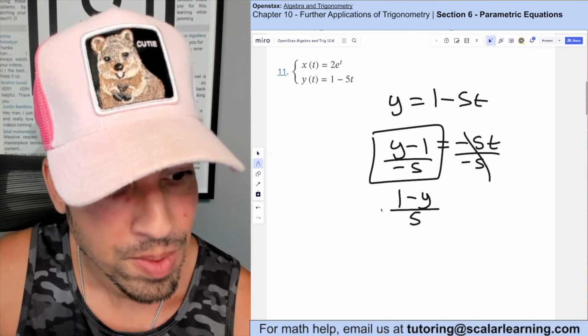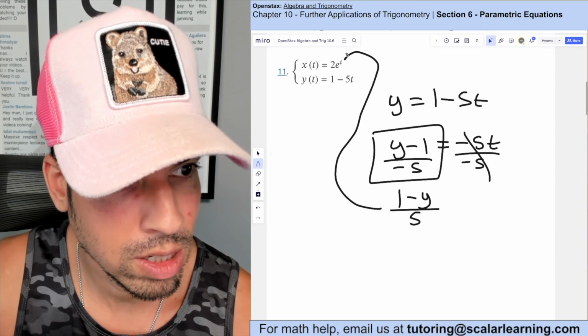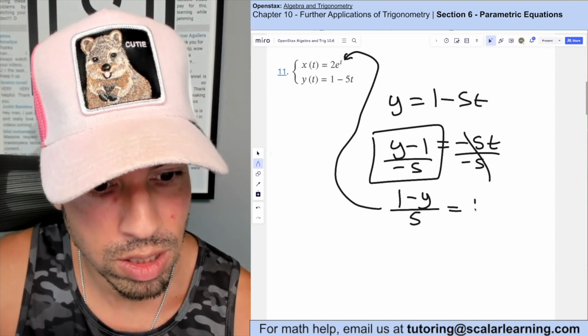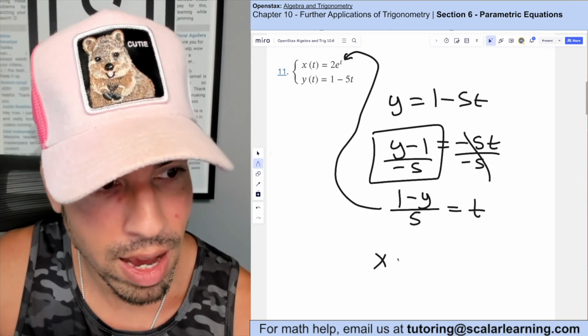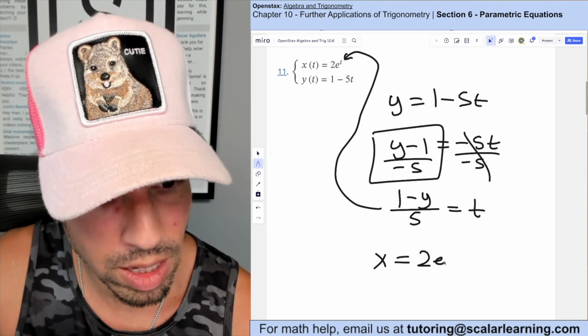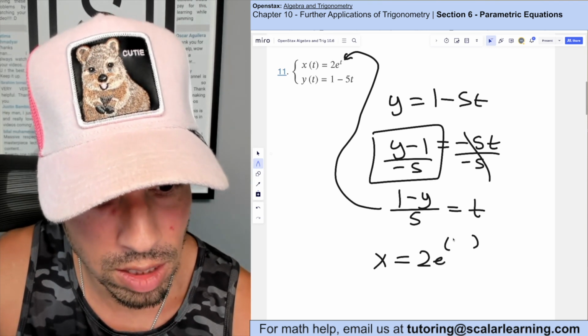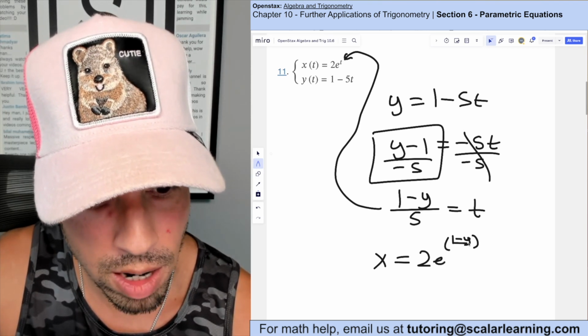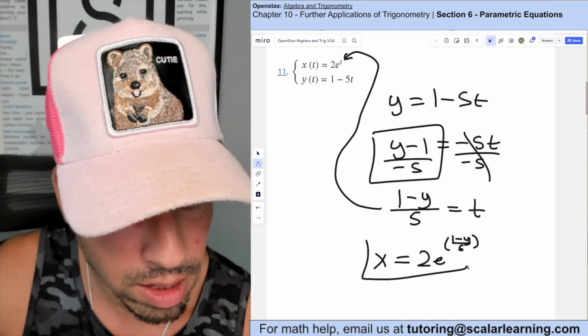Looks a little nicer. Then I'm going to plug this in for t, right? Because this is what equals t. And then we get a final answer of x equals 2e to the, and then it's 1 minus y over 5. And that's how you do it.